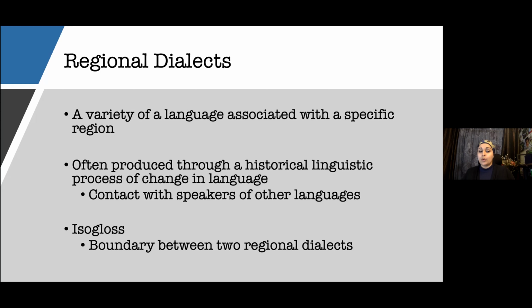An isogloss is when there's a boundary between two regional dialects. So sometimes some dialectical shifts will come in between those two regions, and it causes an isogloss, a combination between the two.